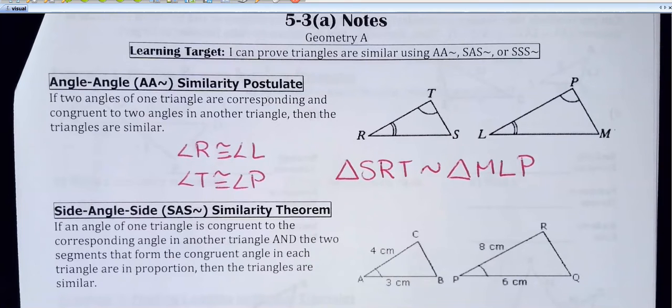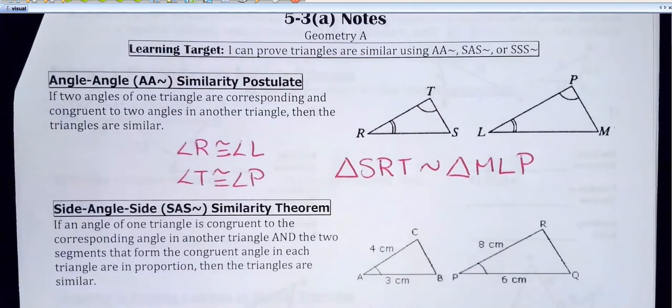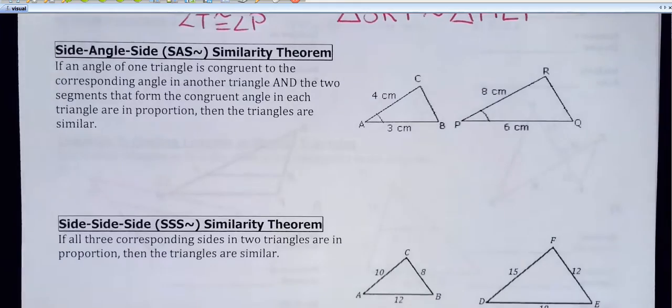Now, in that particular example, and a lot of times this will happen, you don't have enough information to give me a similarity ratio. So I could still say the triangles are similar, but I don't have enough information to give a similarity ratio for that example. So that's okay. Now, the other two, you should be able to give me a similarity ratio for because it's going to involve sides.